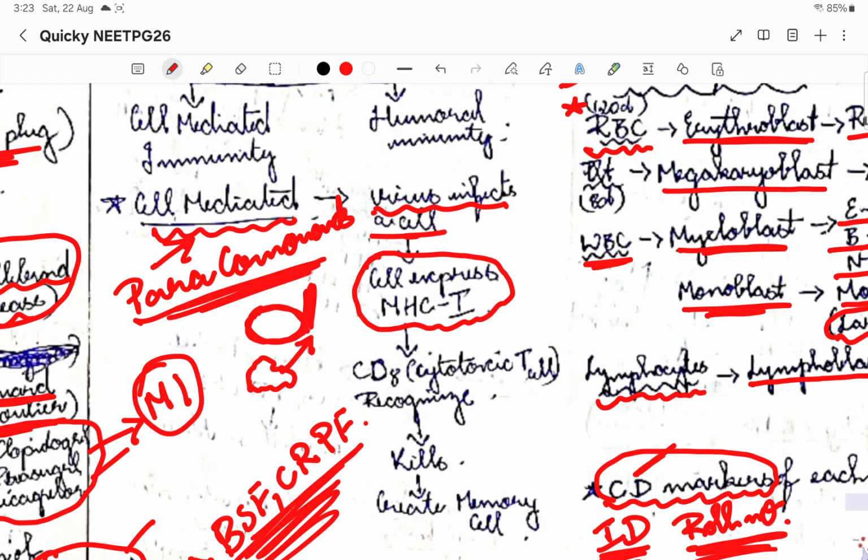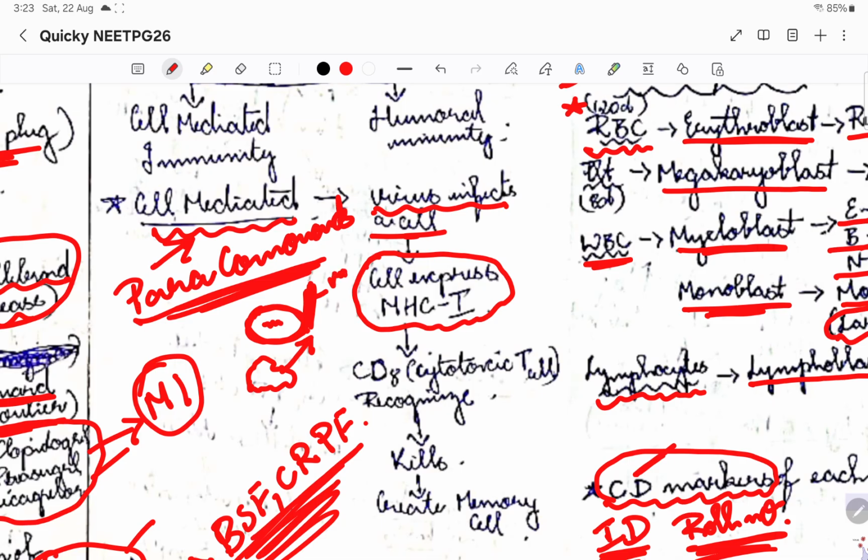So suppose a virus is there. This MHC class 1 and class 2 are nothing but notice boards. The name of the notice board is called MHC, major histocompatibility complex. So MHC1 starts expressing in this cell, and this notice board is telling that I have a virus inside me.